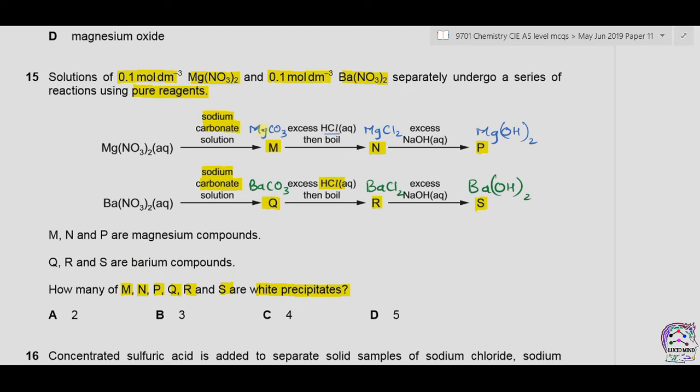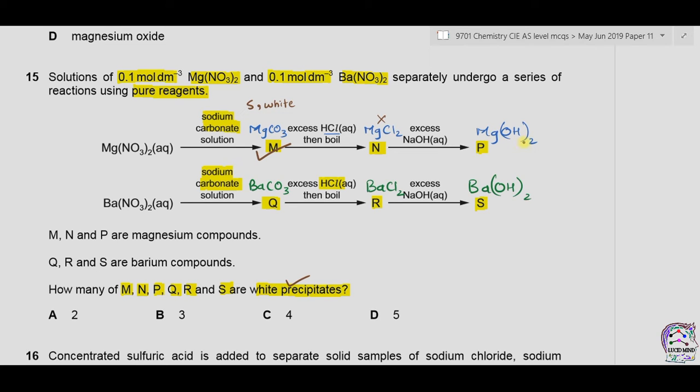Now finding the solubility of the substances that are formed. The first one is magnesium carbonate and it is insoluble, so therefore it is in the form of white solid. So it could be M, which is white precipitate. Second is magnesium chloride, which is N and it is soluble, so therefore it is not forming white precipitate.